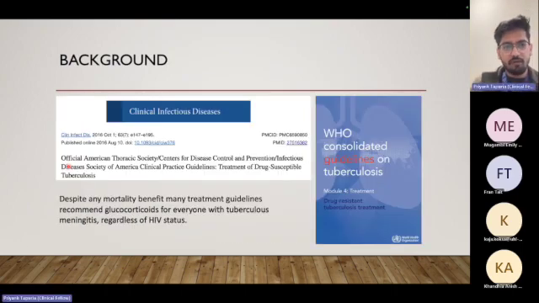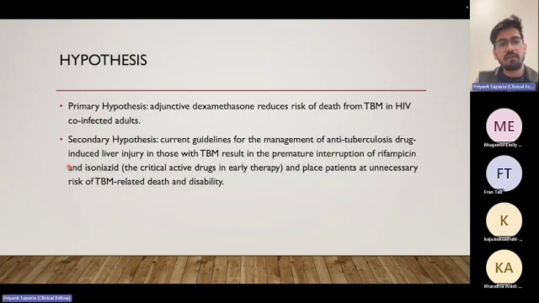Despite that, we have been having corticosteroid therapy as a mainstay of treatment in patients with TB meningitis and HIV-related patients as well, in the 2020 WHO guideline as well as the CID guidelines. They hypothesized that adjunctive dexamethasone will reduce the risk of death from TB meningitis in HIV co-infected adults. And they had a lot of secondary hypotheses as well, which I'll talk about later.